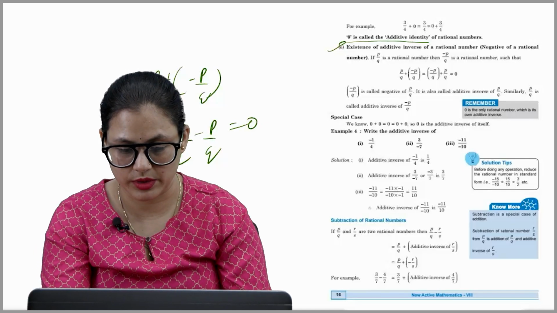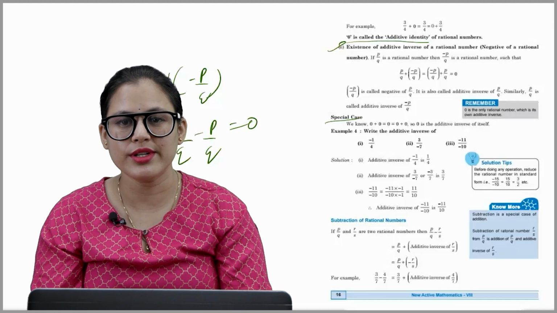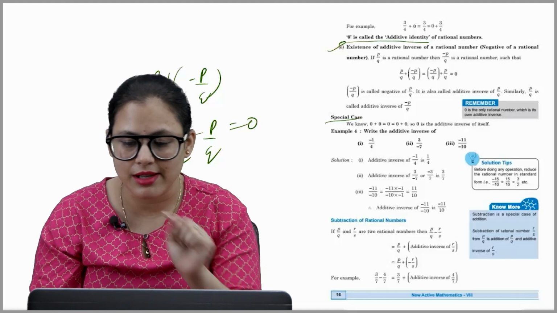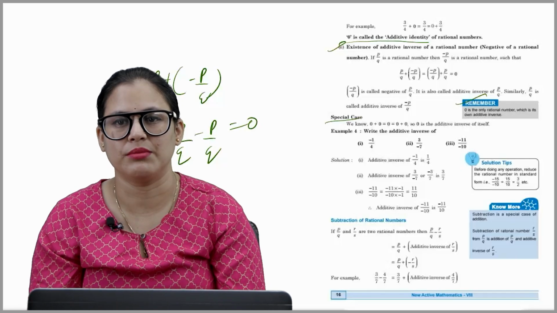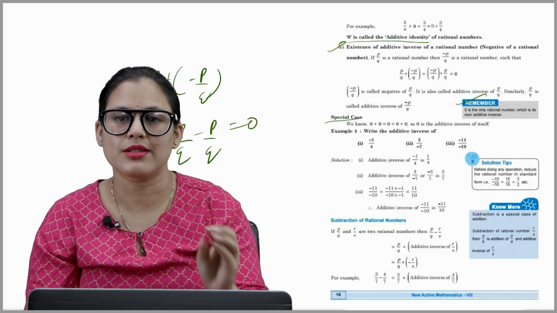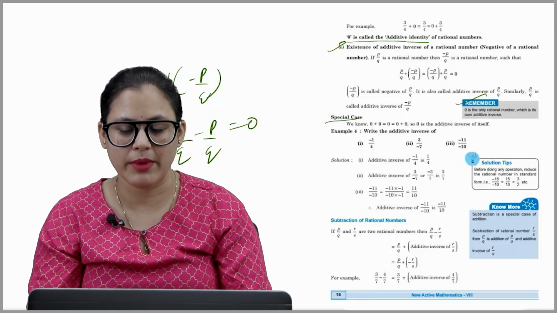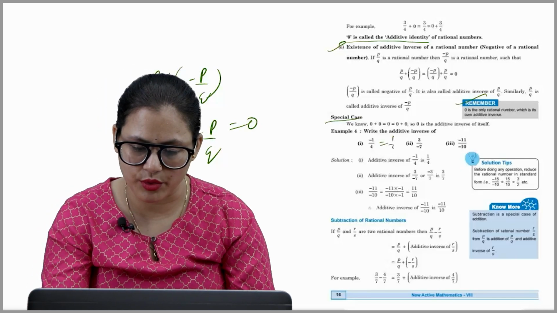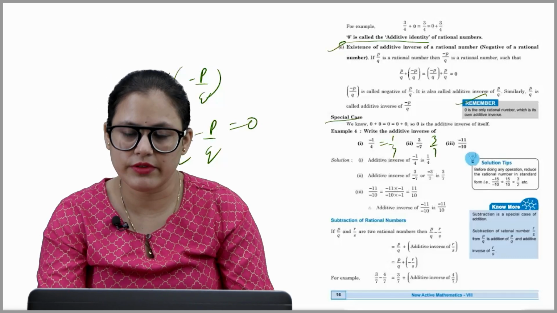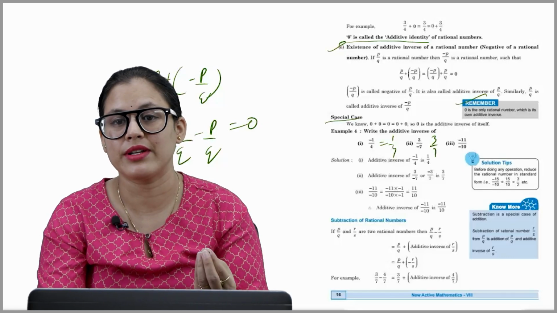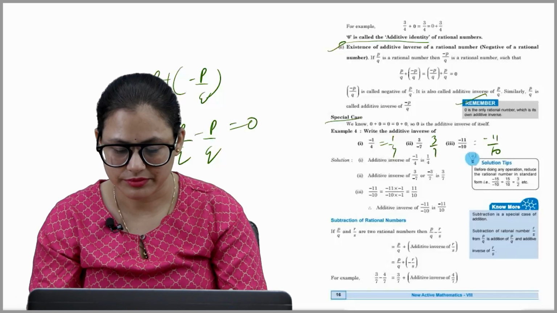Special case. We know 0 plus 0 is equal to 0. So 0 is the additive inverse of itself. Remember, 0 is the only rational number which is its own additive inverse. Example 4, write the additive inverse of minus 1 by 4: the additive inverse is 1 by 4. For 3 by minus 7, the additive inverse is 3 by 7, and the additive inverse of minus 11 by minus 10 is minus 11 by 10, right?